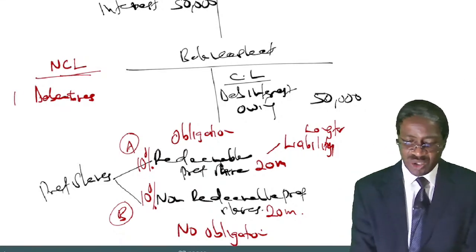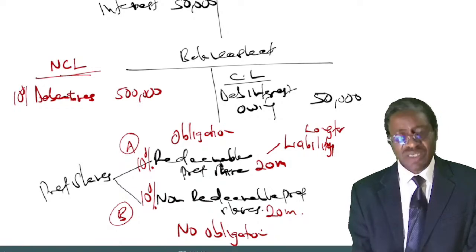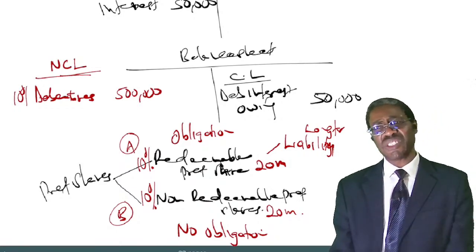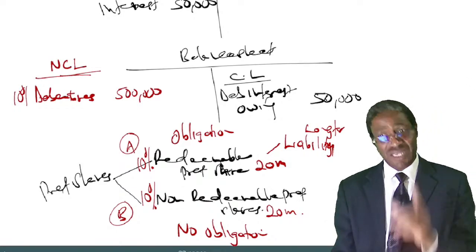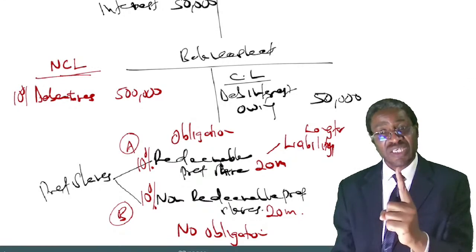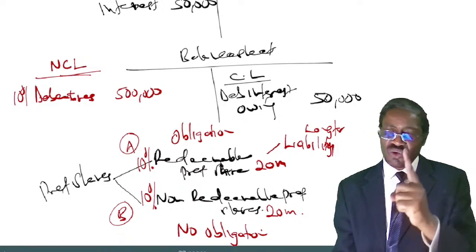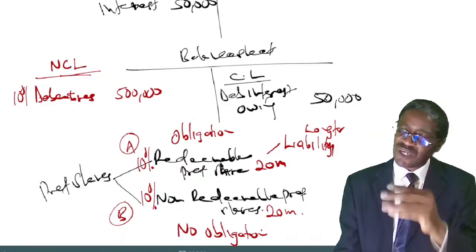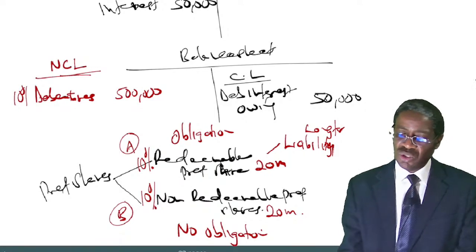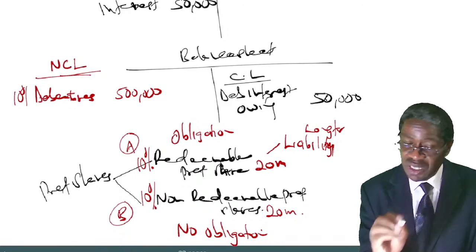So if you issued your 10% debentures, like we were assuming, 500, you will take your 500 to the balance sheet as a liability. Listen now. Same to the redeemable preference shares. You don't take them to the balance sheet as part of capital. No, you will take them to the balance sheet as a long-term liability.